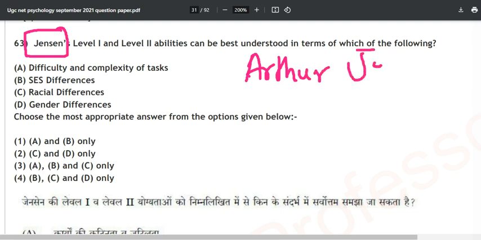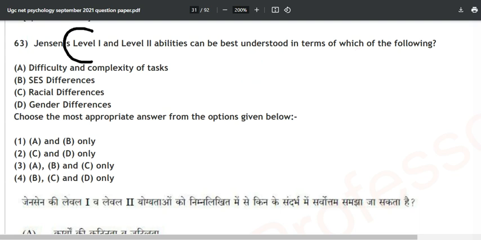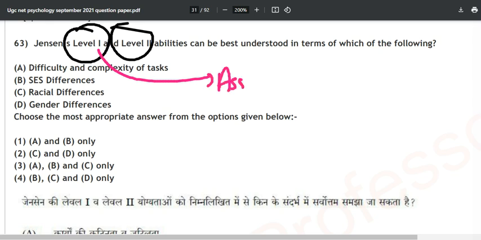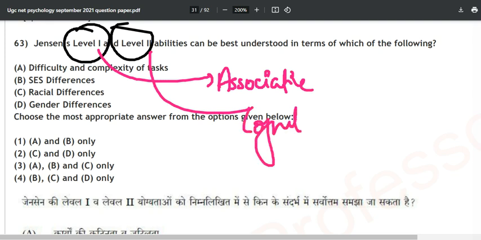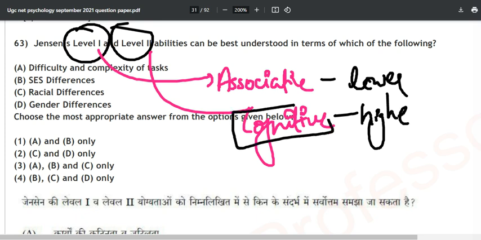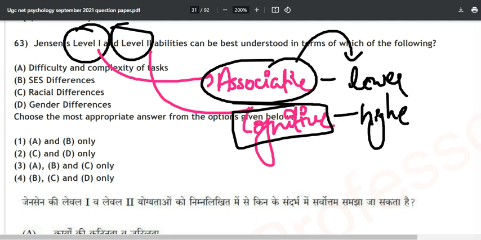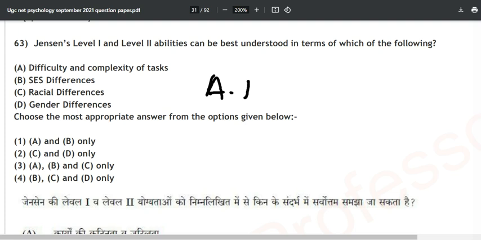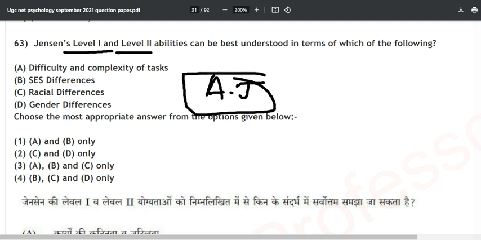Arthur Jensen's theory of intelligence depends upon two levels, level 1 and level 2. These are the abilities. Level 1 we call the associative learning or associative ability, and level 2 is the cognitive one. Pretty obviously, associative will be the lower end and cognitive will be the higher end, because we are using some brain over here. So this becomes the question for next time: level 1 is the lower level and cognitive is the higher level. Now you know about Arthur Jensen, AJ, and he talked about two levels, level 1 and level 2.